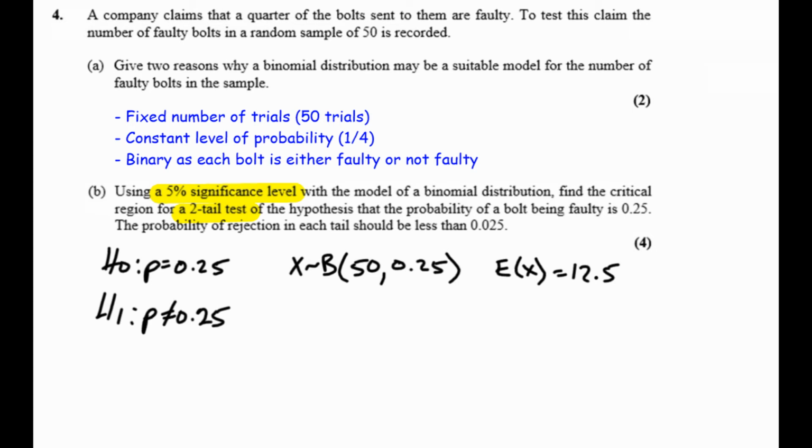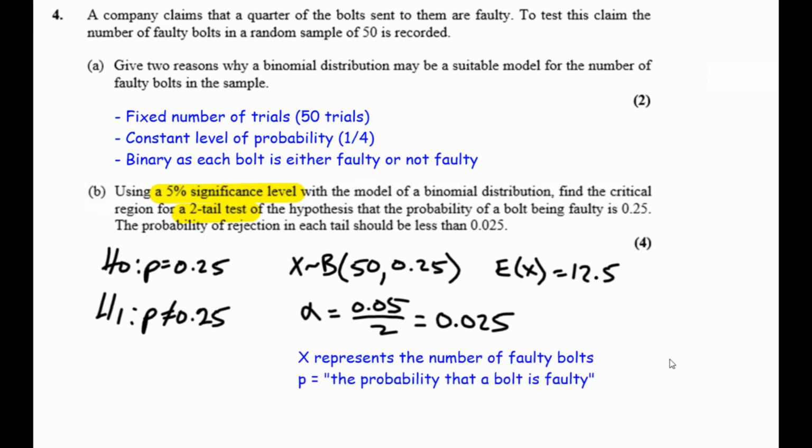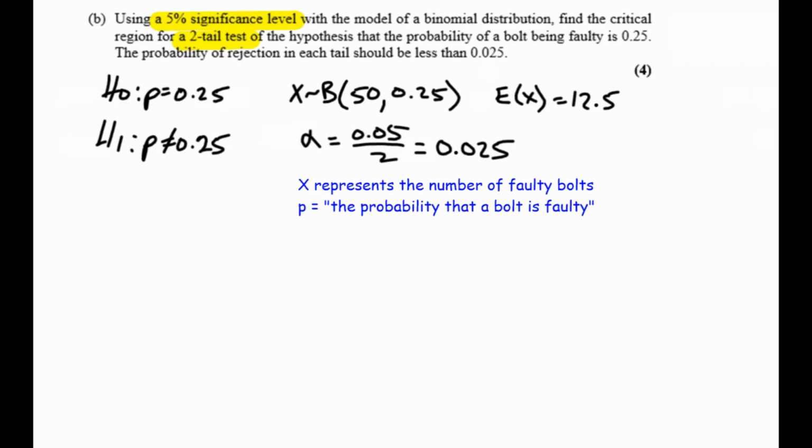The significance level that we've been given is 5%, but obviously that's going to be split in 2 for both ends of the distribution. Okay, let's be careful to state exactly what X represents. In this case, X represents the number of faulty bolts where P is the probability that a bolt is faulty. And we should be good to go to try and find that critical region.